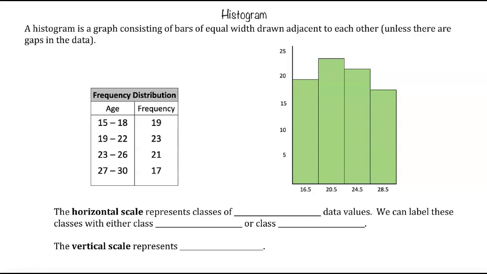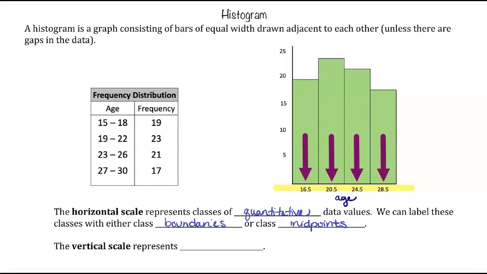way. On a histogram, the horizontal scale represents classes of quantitative data values. We can label these classes with either class boundaries or class midpoints. On this example histogram, the horizontal axis represents age in years, which is quantitative. Also notice that the center of each bar is labeled. These are the midpoints of each class.